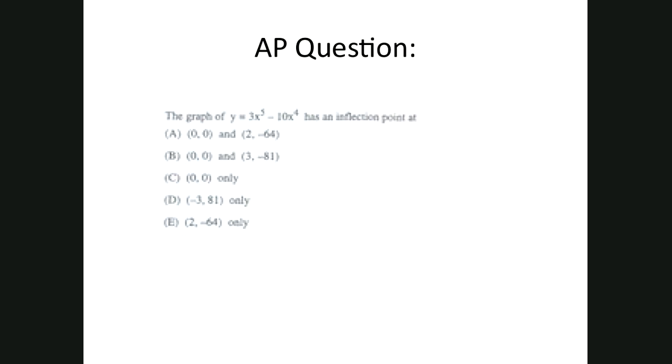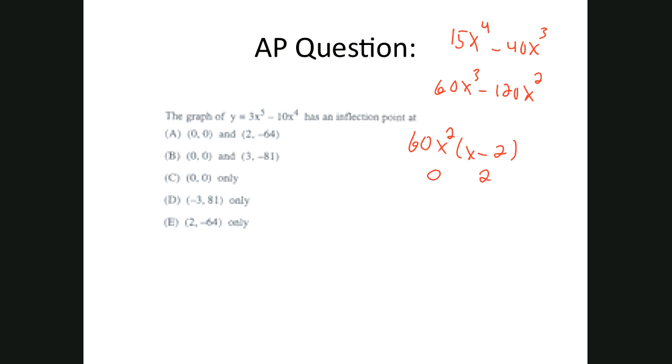So the first thing I'm going to do is take the first derivative. That gives me 15x to the fourth minus 40x to the third. I don't care about this. I need the second derivative. So that's going to be 60x to the third minus 120x squared. Now I'm going to factor out a 60x squared. So that gives me x minus 2. So that means I know I have an inflection point at 0. Now I do not know that. I take that back. I know that I have to check that interval out.